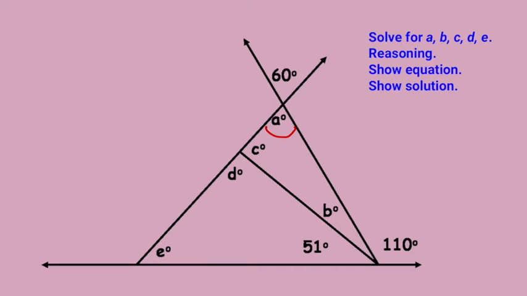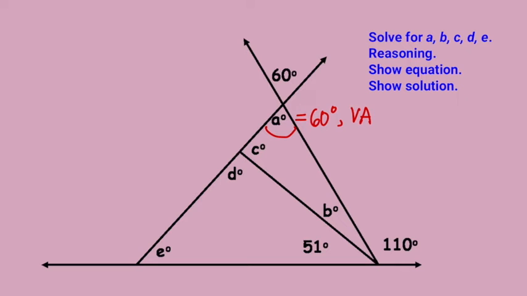Did you get it? Okay, angle A is equal to 60 degrees because they are vertical angles. Remember from our lesson on transversals? This is an X, and vertical angles are opposite each other.